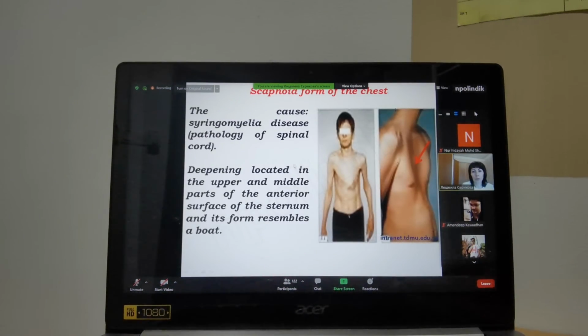And we have the scaphoid form of the chest. The main cause of this form is syringomyelia. In comparison with the previous, we have compression in the upper and middle part of the chest. The previous was in the lower part, here in the upper and middle part, but syringomyelia is a serious health problem.